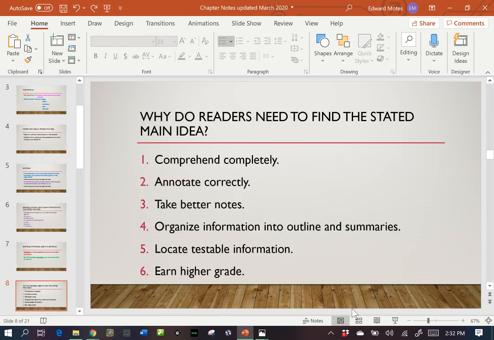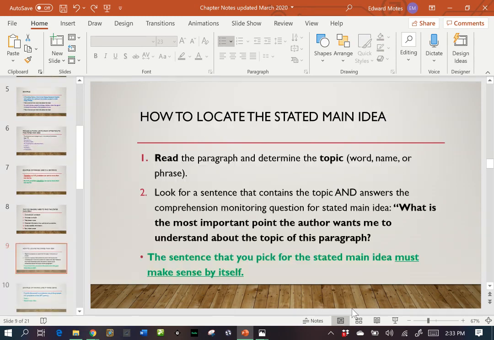We've got 6 reasons why it's important to find the stated main idea. 1, it helps you to comprehend the text completely, which will help you with number 2, to annotate correctly. Remember the green sheet. Which will help you 3, take better notes, which will help you for 4, organize information into outlines and summaries, which will help you later on for 5, to locate information that'll be on tests and quizzes, and finally, all of that will help you for number 6, to earn a higher grade.